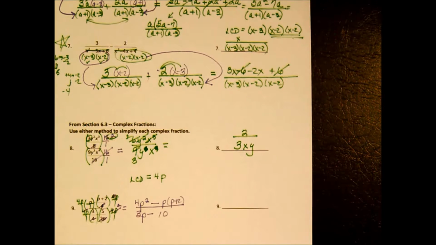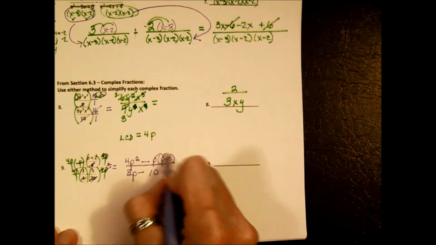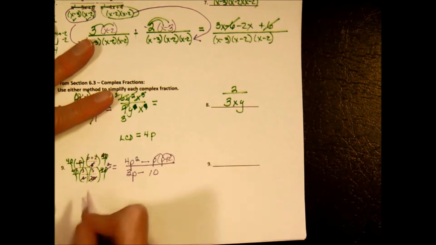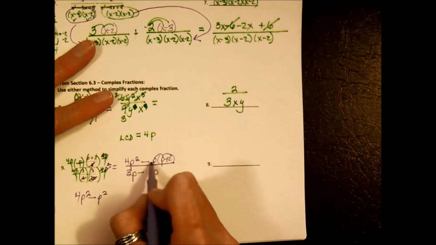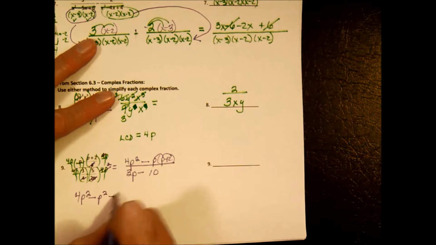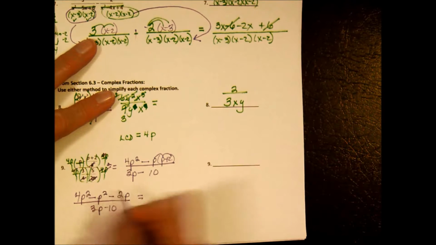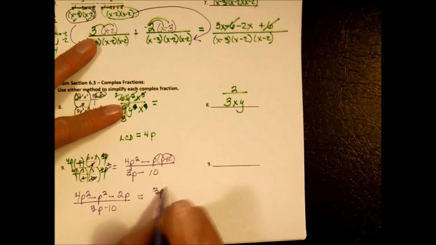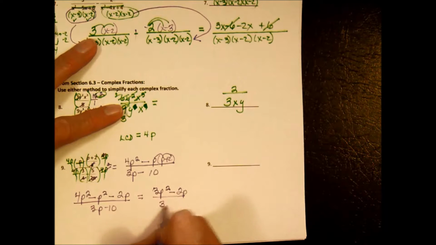My denominator looks good, but I need to do some work on that numerator. So I'm going to go ahead and distribute that p. That's going to give me 4p squared minus p squared, negative p times positive 2, minus 2p, all over 3p minus 10. That is a 3p squared, combining like terms, minus 2p over 3p minus 10.